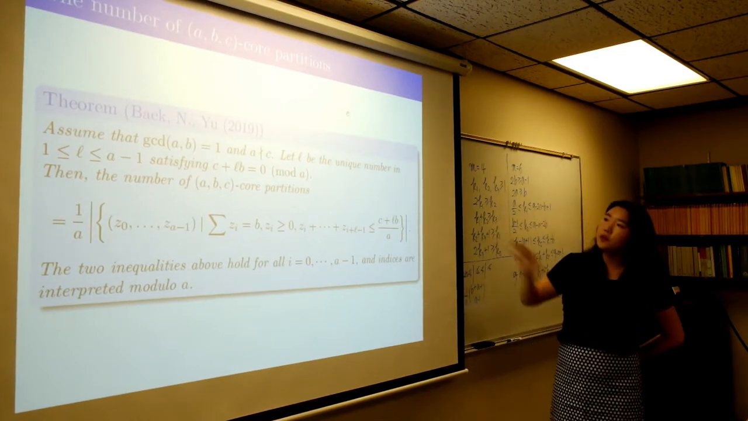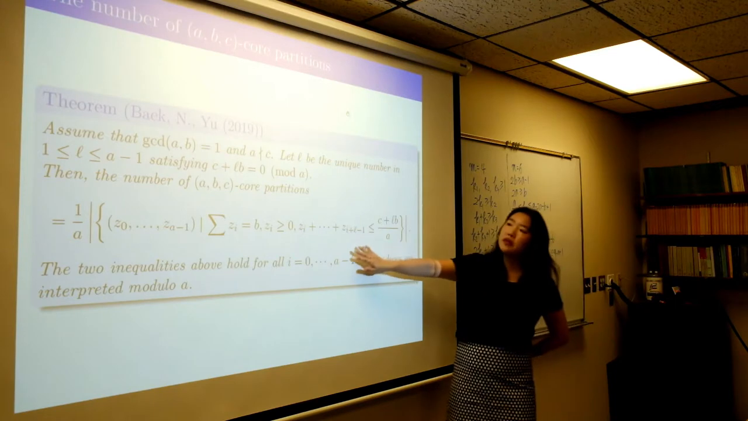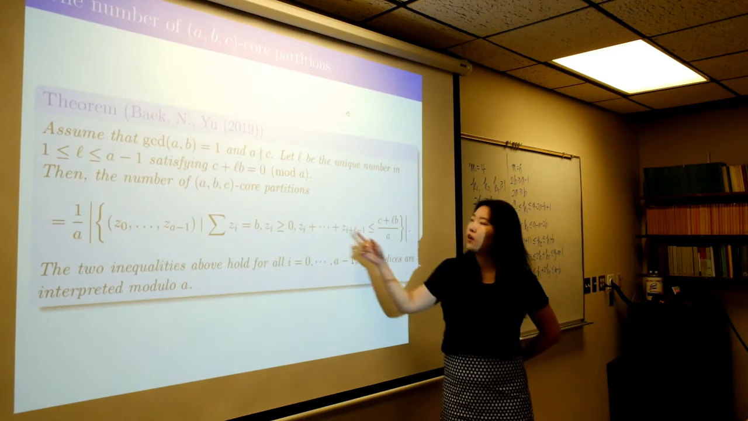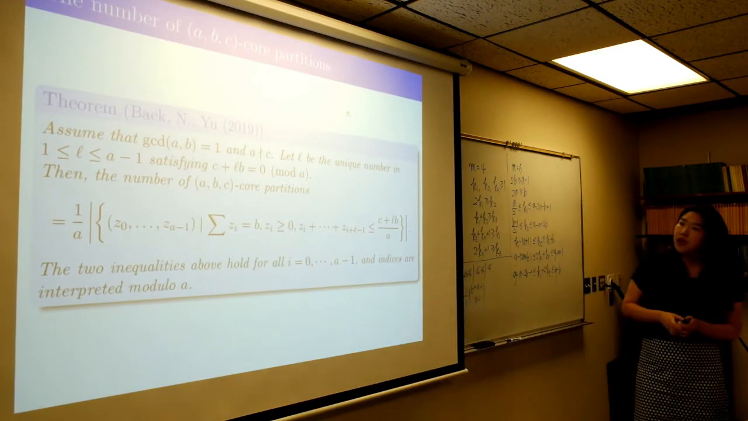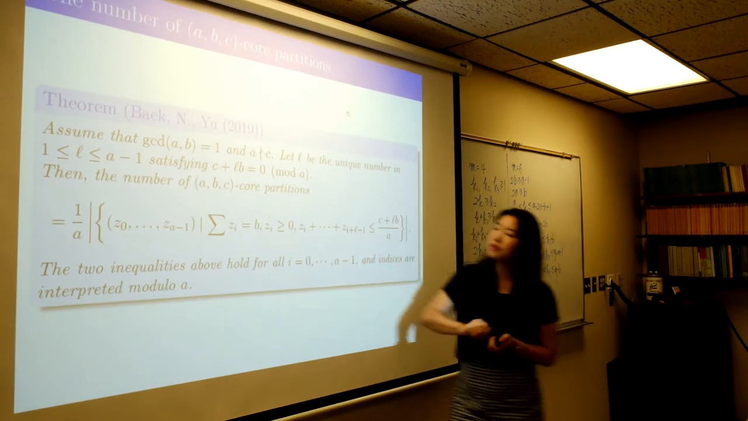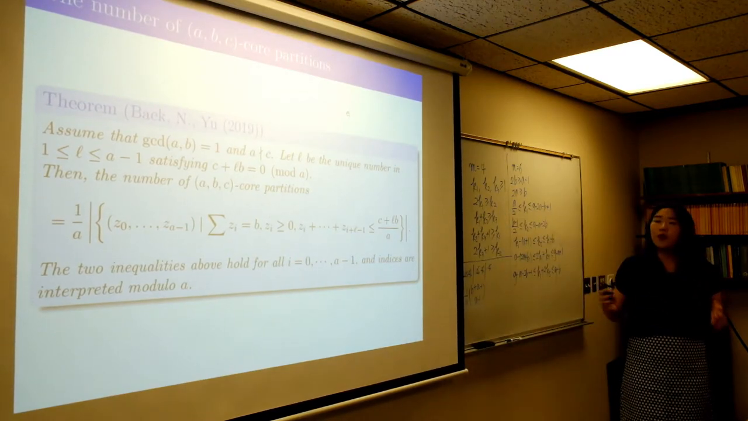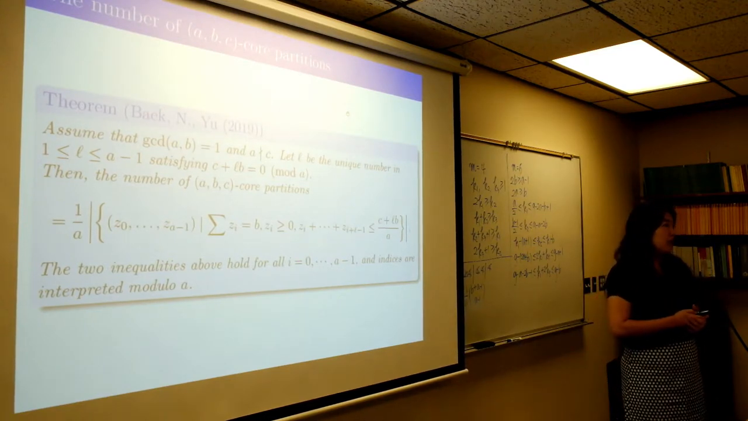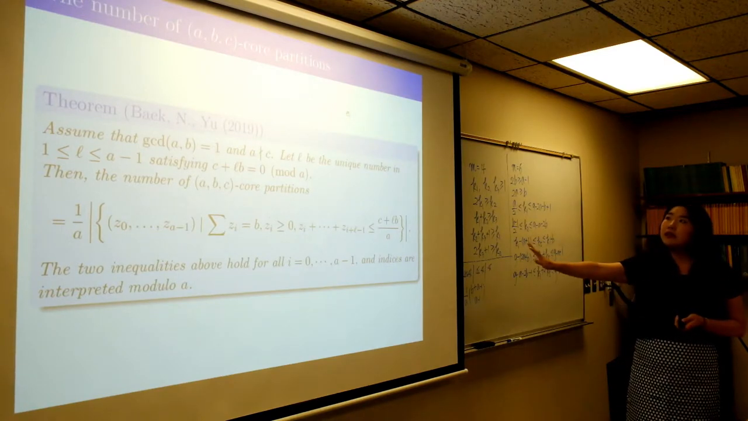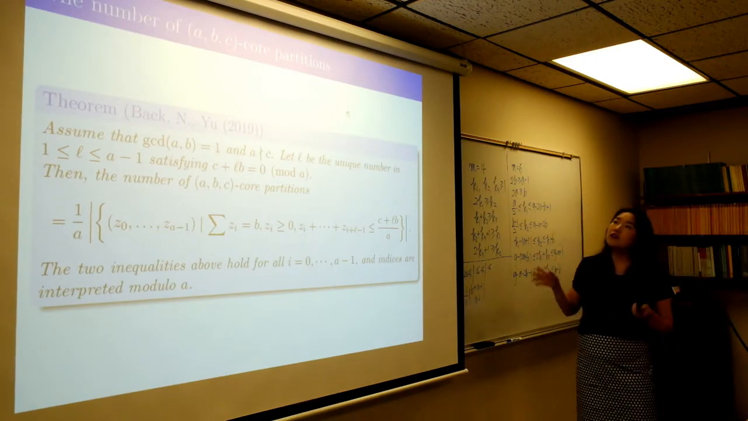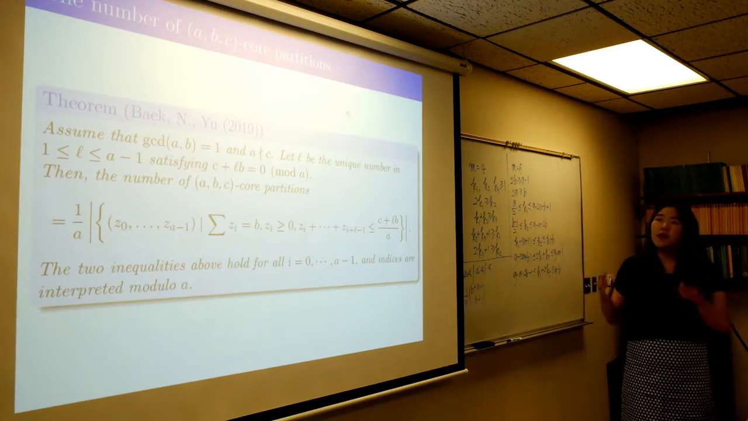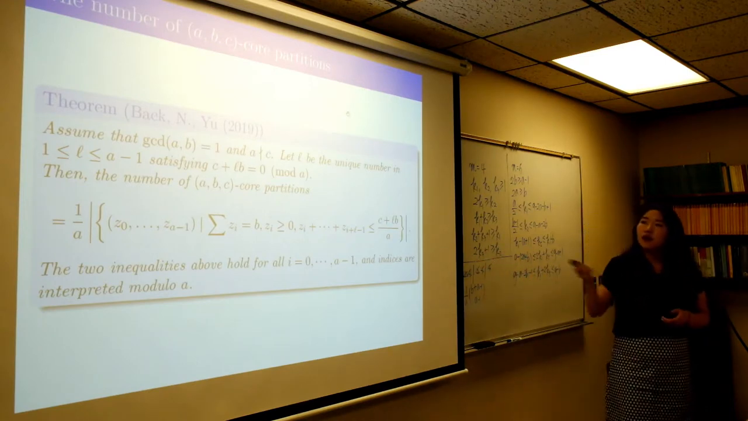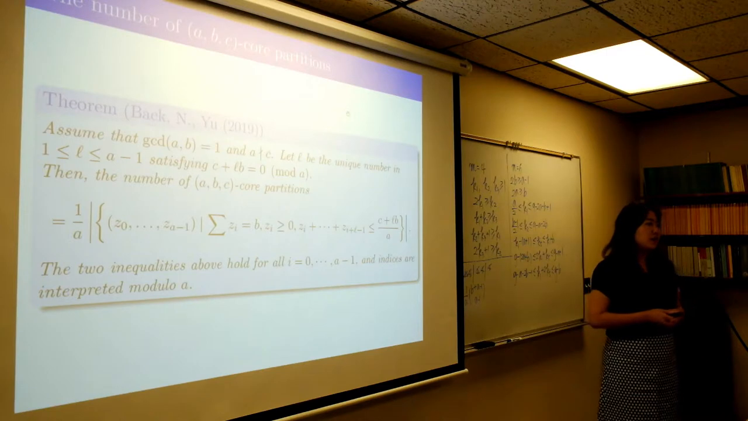And we can compute the number of ABC core partitions by computing the set of Z tuples with a finite L sum here. And there are two inequalities here, and these inequalities hold for all I from 0 to A minus 1, and indices are again interpreted modulo A. What we actually did is we found a more generalized expression for the number of A, B1, B2, up to Bn core partitions. But because of lack of space, we only show the number of ABC core partitions in this presentation.